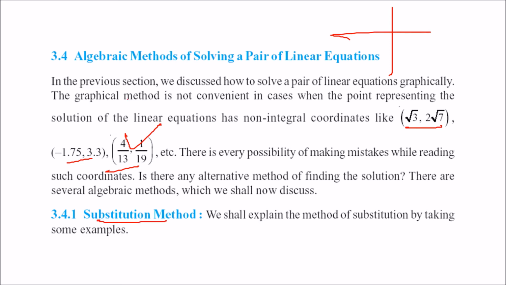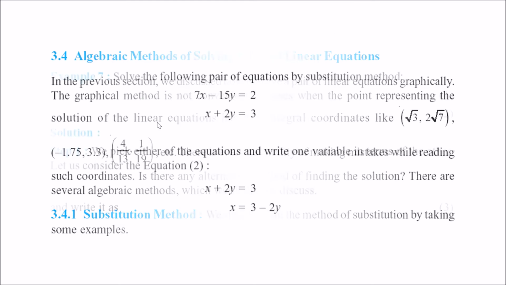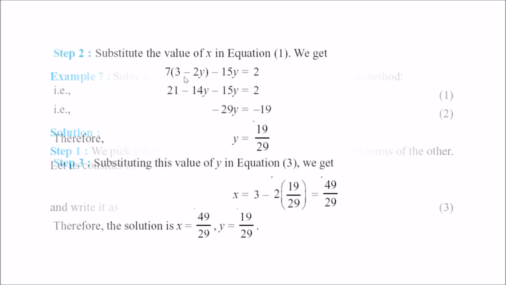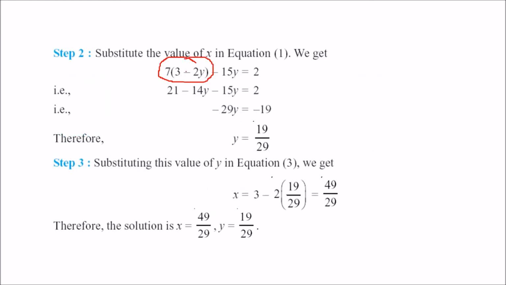First is our substitution method in the algebraic method. How are we going to substitute? Let us take an example. 7x minus 15y equal to 2, x plus 2y equal to 3. Let us take this equation, x plus 2y equal to 3. Place 2y on the right side, so x will be equal to 3 minus 2y. Now place this x in the first equation. So we are placing the x here, which was 3 minus 2y. Solve it. y equals 19 by 29.